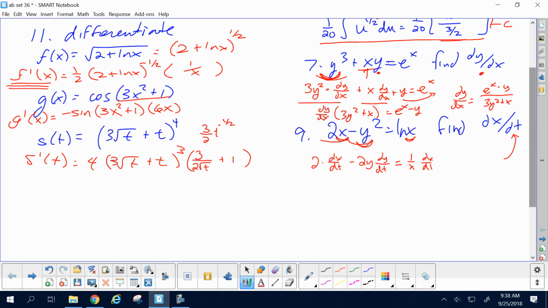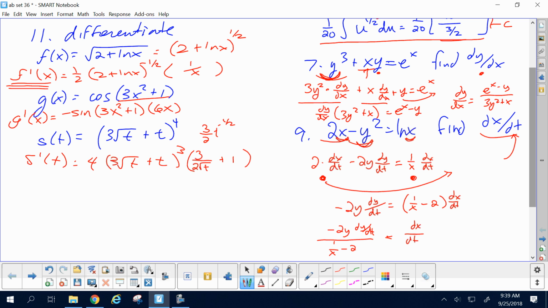All right, now then, solving for dx dt means I want to get everything with the dx dt on one side. Those guys both have a dx dt. So I'm going to move that one over and leave the dy dt term on the left. And so when I do, I could take out dx dt, and I'd have something like 1 over x minus 2, that quantity, times dx dt on the right. Do we agree? Yes. All right, therefore, dx dt is negative 2y dy dt over 1 over x minus 2.